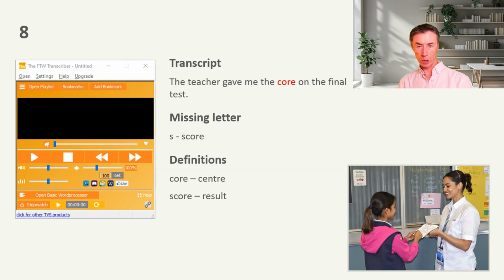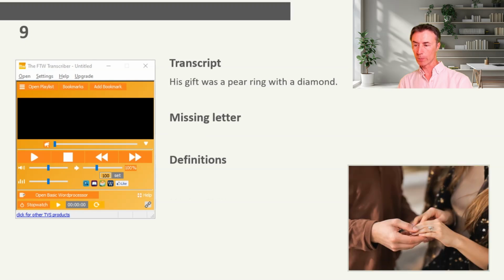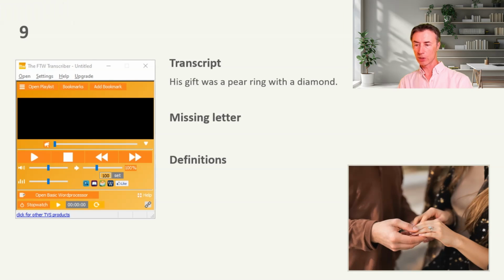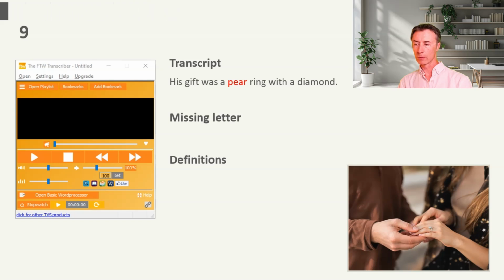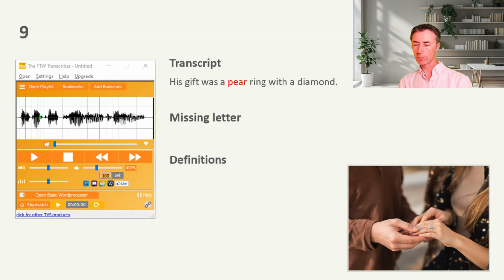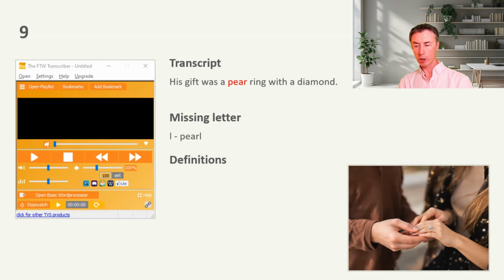Number 9, which word has a missing letter? Here's the answer, that one. Which letter is missing? Have a listen. His gift was a pearl ring with a diamond. And the answer, L, is missing because pear should be pearl. Definitions, pear is a fruit, pearl is a gem.